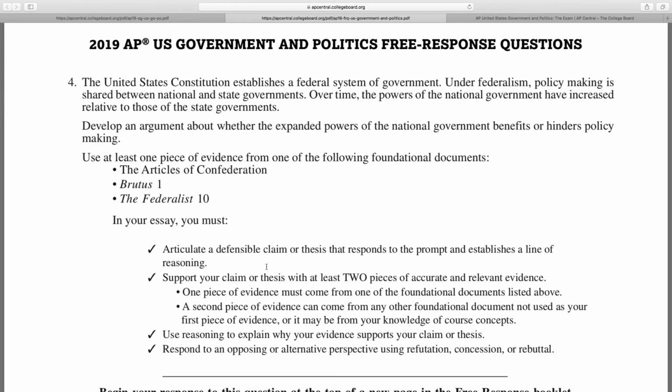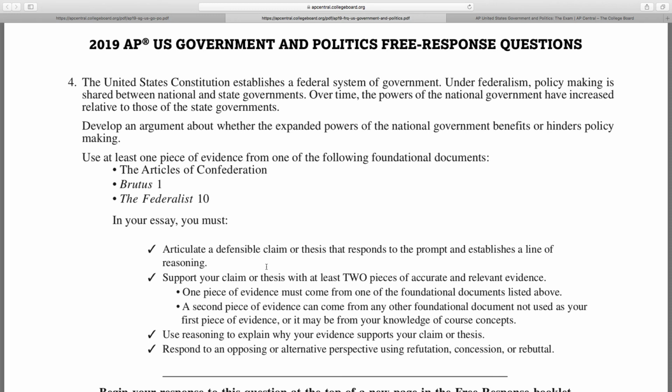Then in your second part, a lot of you guys went with a court case. You went with McCulloch versus Maryland as your second piece of evidence, and you said, think about if Maryland had won that, then now states are nullifying national law, right? That's going to create that chaos as well.